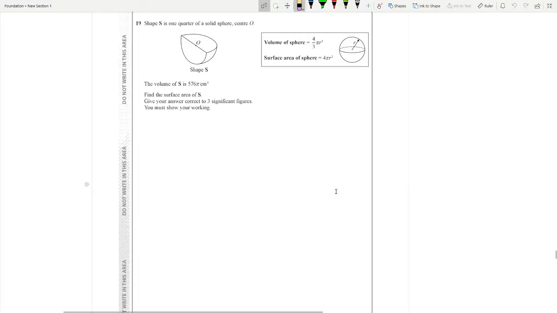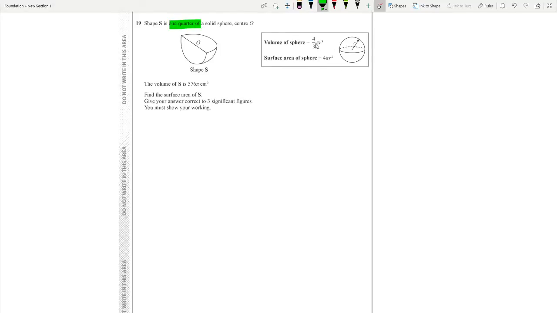Today we're looking at a June 2018 Higher Paper 2, question number 19. Here we have a question on spheres. We're given the volume and we want to work out the surface area. Now we're told in the question that shape S is 1/4 of a solid sphere. Okay, so it's a quarter of a solid sphere.